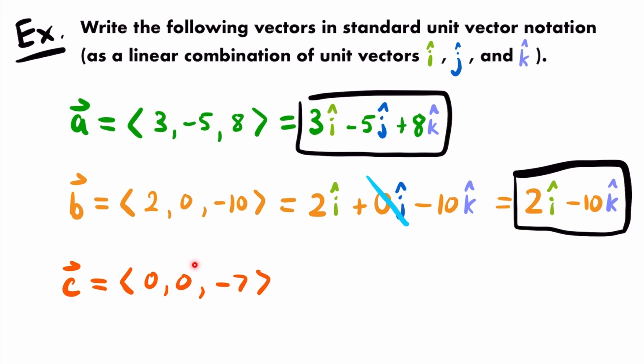So maybe you can see this and just very quickly determine that the standard unit vector notation of this is not going to have an i or j term. It's just going to have -7 times k. But if you don't see that right away, it's okay. Here's what I'm talking about.